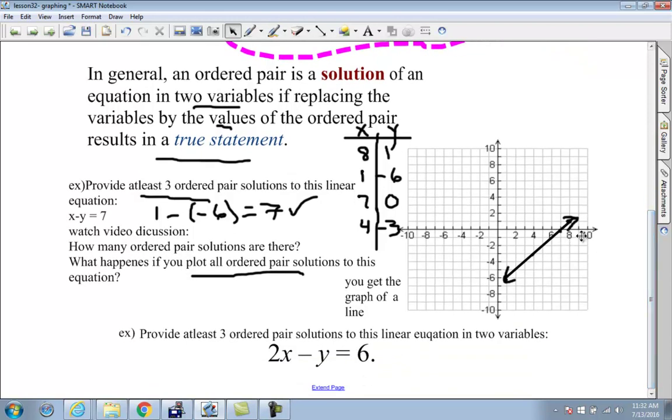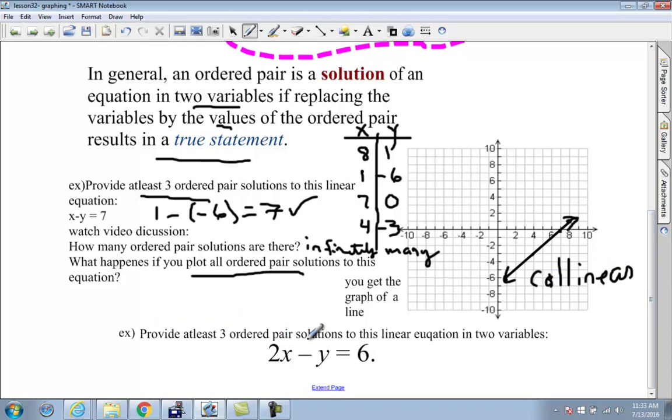Let's try another. So now we know how many ordered pairs are there again. Let's say that again. Infinitely many. So there's infinitely many ordered pair solutions to this given equation here. And if I plot them, they better end up, and here's a good word, collinear, right, in a line, lined up.